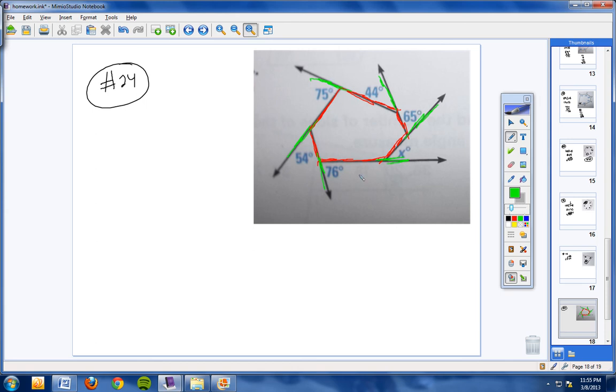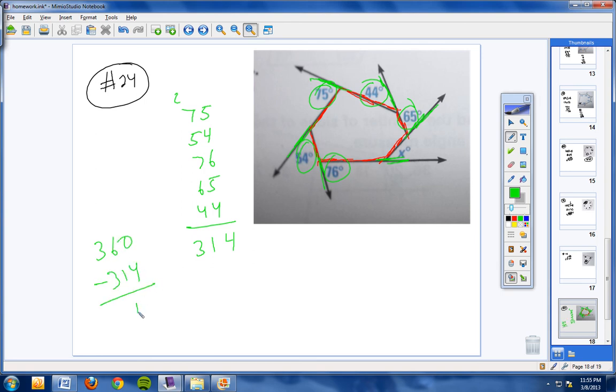all these exterior angles. Well, all these exterior angles added together should equal 360. That's always the case when you add up exterior angles. So 75 plus 54 plus 76 plus 65 plus 44 plus 75. I think I did 75 twice. Yeah, I did. There we go. 9, 15, 20, 24, carry the 2, 9, 20, 314. So these 5 angles, 1, 2, 3, 4, 5, are adding up to 314. So I'm going to take 360 minus 314, and I'm going to get 46. So this missing angle right here, x, is 46 degrees.